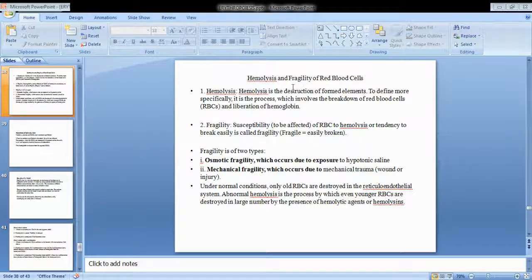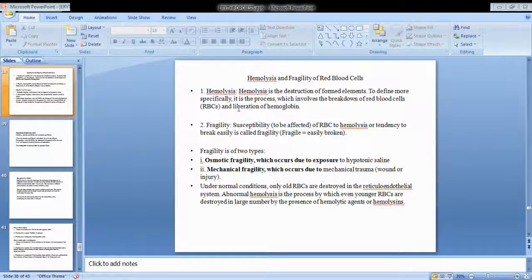Okay. So, hemolysis and fragility of RBC. What is hemolysis? That is the destruction of the RBC. It is a process which involves the breakdown of RBC and liberation of hemoglobin. Breakdown of RBC and liberation of hemoglobin is called hemolysis.